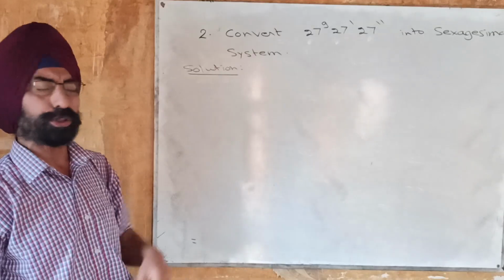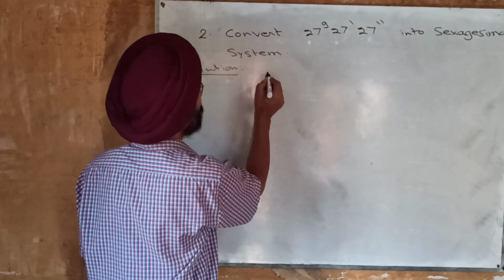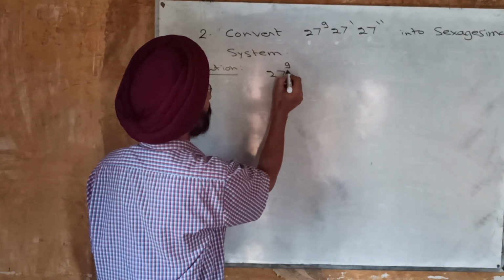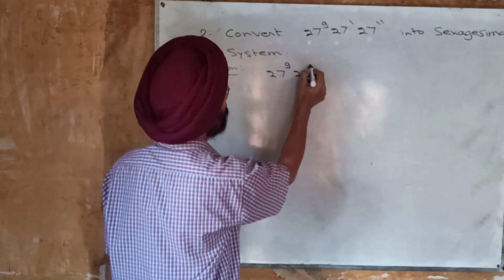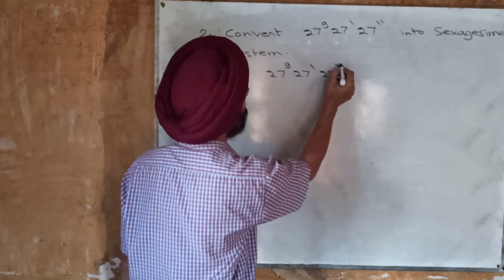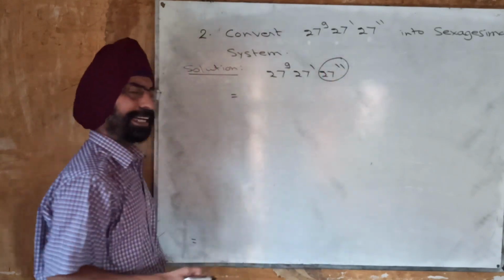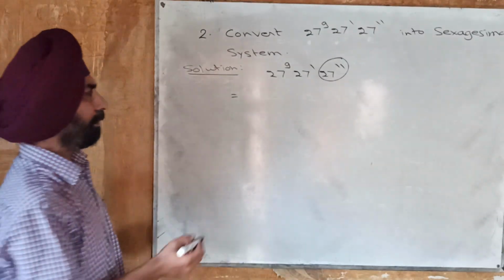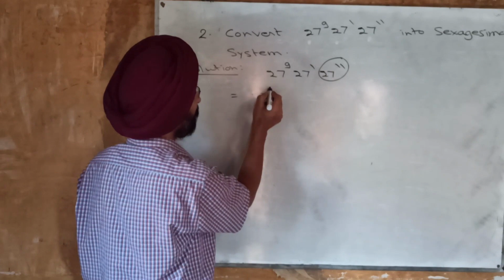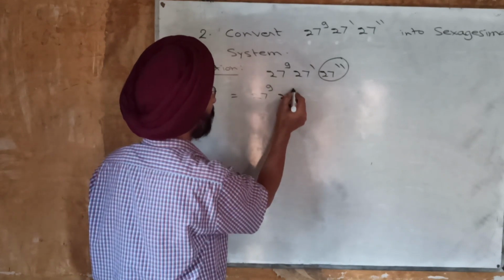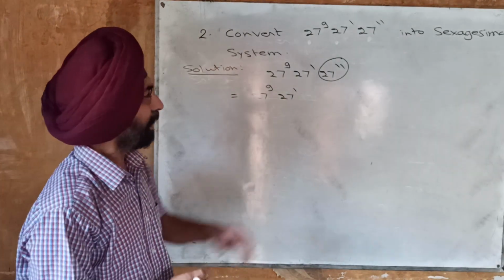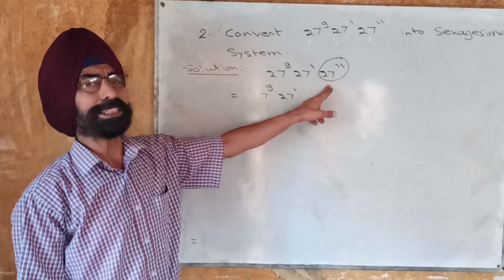So I am going to proceed now. The angle given is 27 grades, 27 minutes, 27 seconds. First of all, these seconds will be converted into the minutes. So 27 grades, 27 minutes, and these are 27 centesimal seconds.